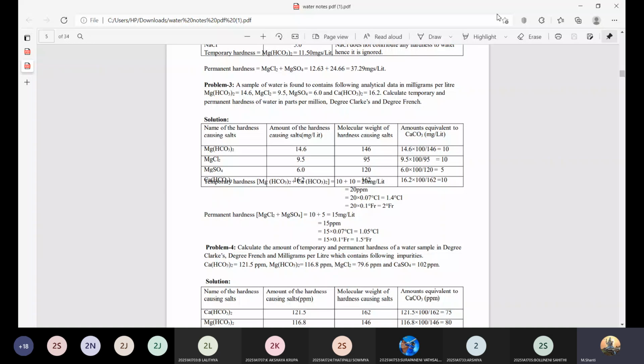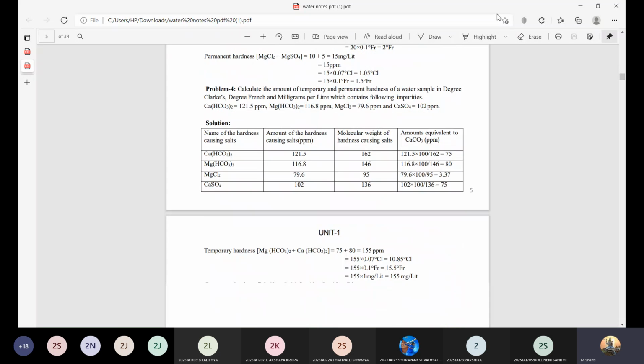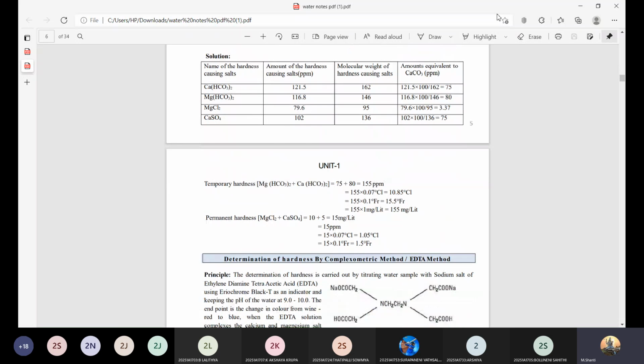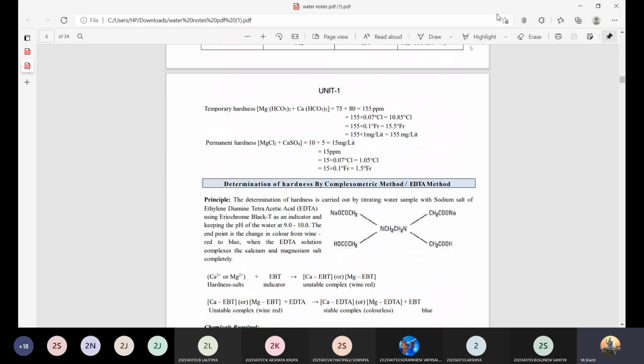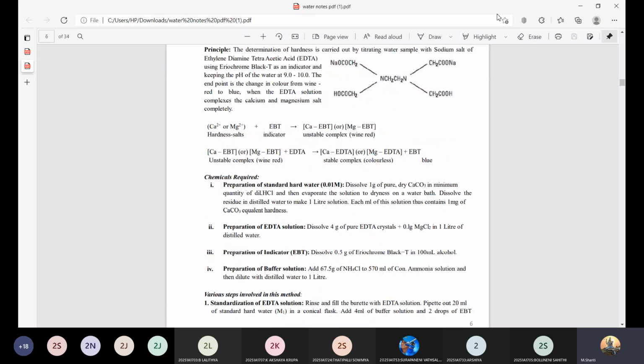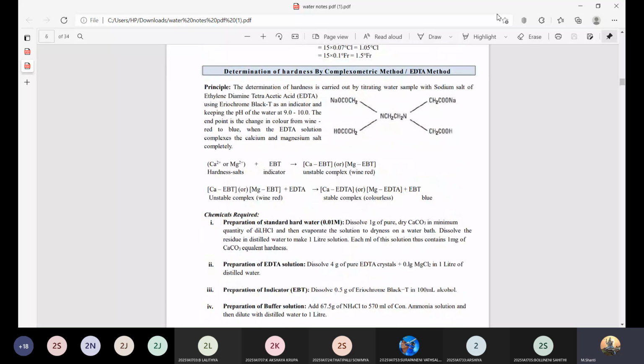And another important thing is to convert these hardness causing salts. Whatever the hardness units you are getting, try to again convert into degree French or degree Clark. Even if it is not asked, you just try to practice it. So you have plenty of problems. Later on, you can try to solve them for yourself. Okay. So shall we move ahead with the next topic?